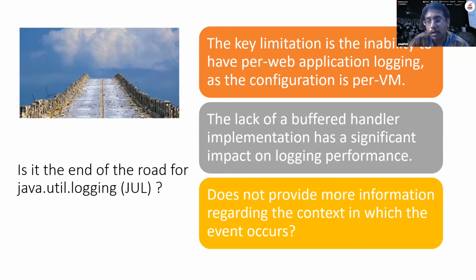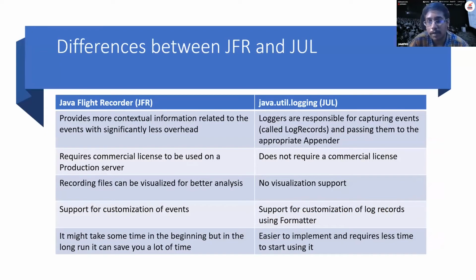Taking all this into account, one should think about how to differentiate between the Java Flight Recorder and the Java util logging. The Java Flight Recorder does provide contextual information about the event. You can use the event metadata, which I mentioned before, to provide more information about the events. Whereas in Java util logging, the loggers are the only mechanism by which you can capture events, and based on whether you are doing a file operation, you can use a file appender. That is the only thing you can do, so there is no additional information that you could capture.